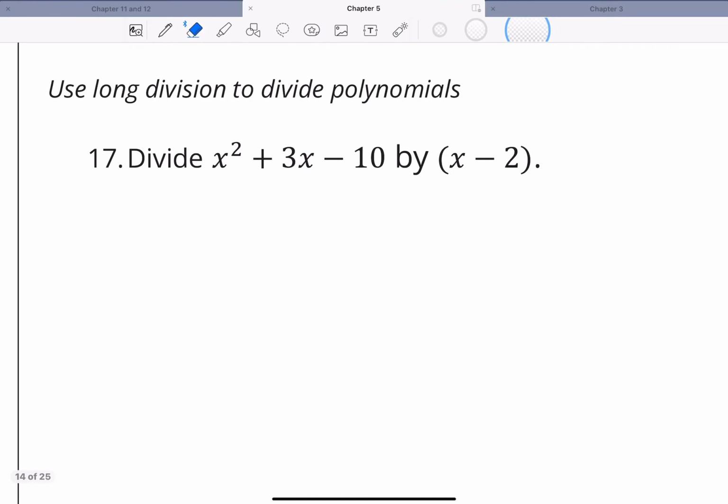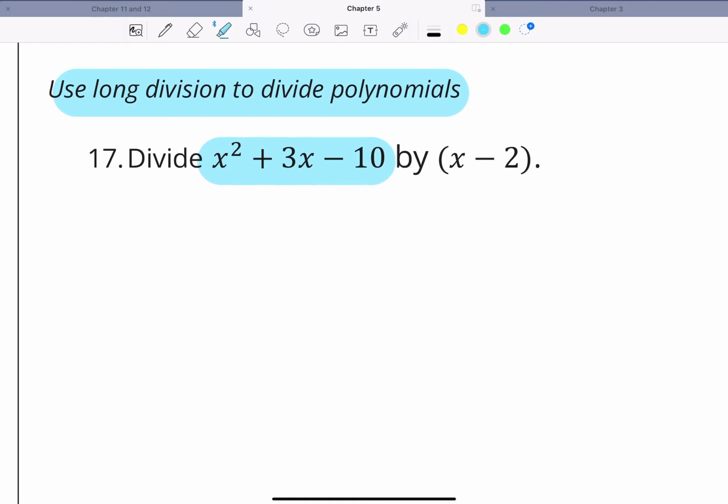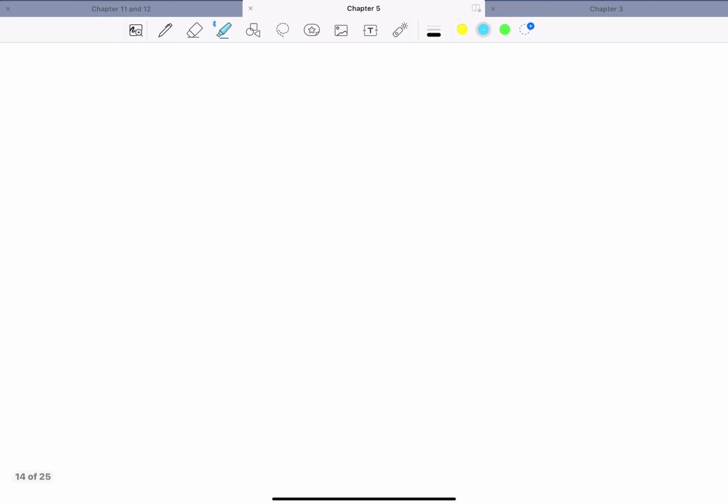Welcome back. In today's video, you will learn how to use long division to divide polynomials. So here my goal is to divide x squared plus 3x minus 10 by x minus 2. Before we jump right into long division of polynomials, let's refresh how to divide numbers first.